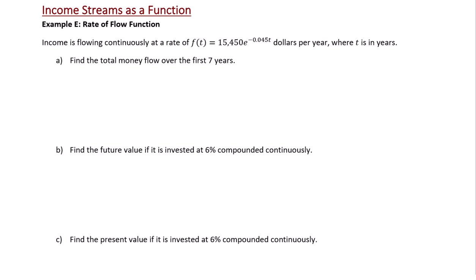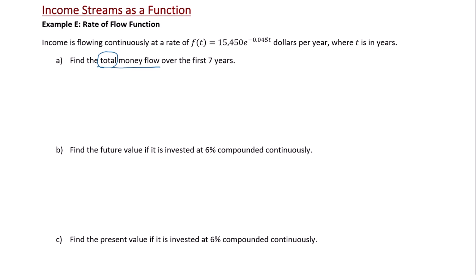As we discussed before, income streams can be given as just an amount of money or as a function. So in example E, we have income flowing continuously at a rate of f of t equals 15,450 times e to the negative 0.045 t dollars per year, where t is in years. So in part A, they're asking us to find the total money flow over the first 7 years.